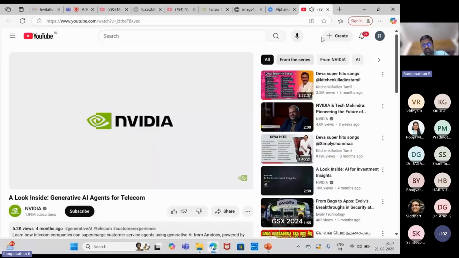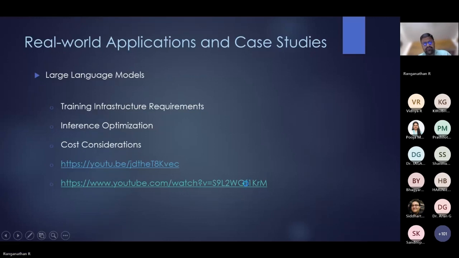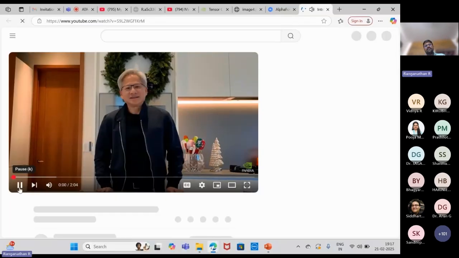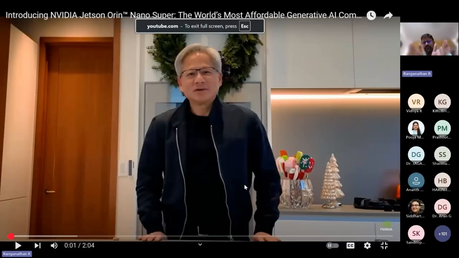So that was one of the NVIDIA examples from the telecom industry. And the other one is the Jetson Orin computer, right? This is Jensen, the CEO of NVIDIA. Most of you might know him.